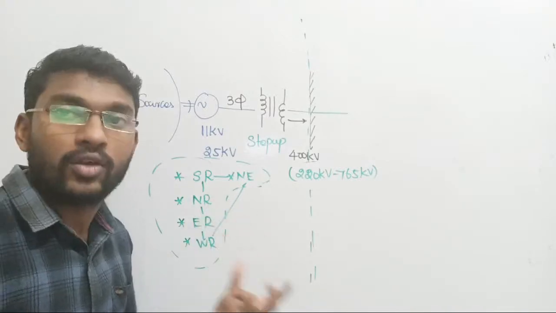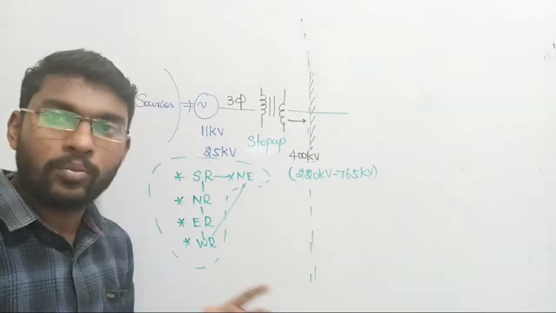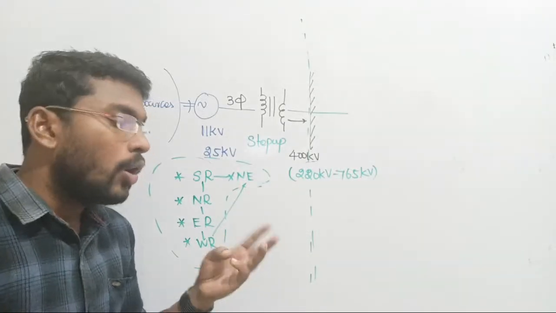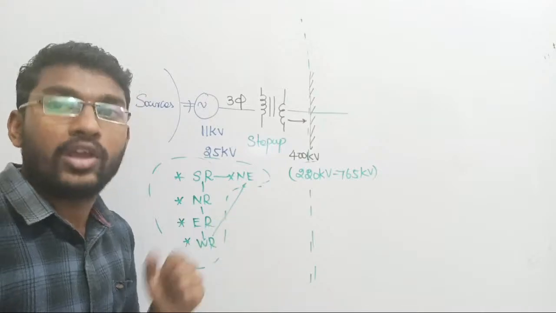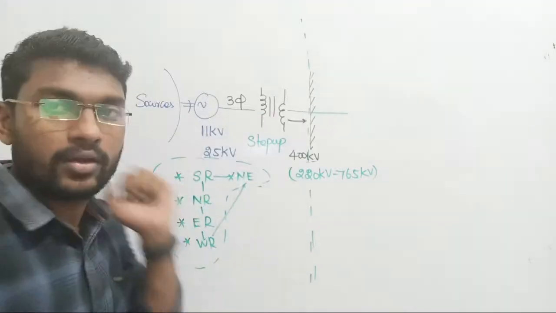Some people are calling this one frequency. Same frequency we are addressing all over India, 50 frequency, right? 50 hertz. So that is called one national, one grid, one frequency system, right? That is interconnected together. Fine.